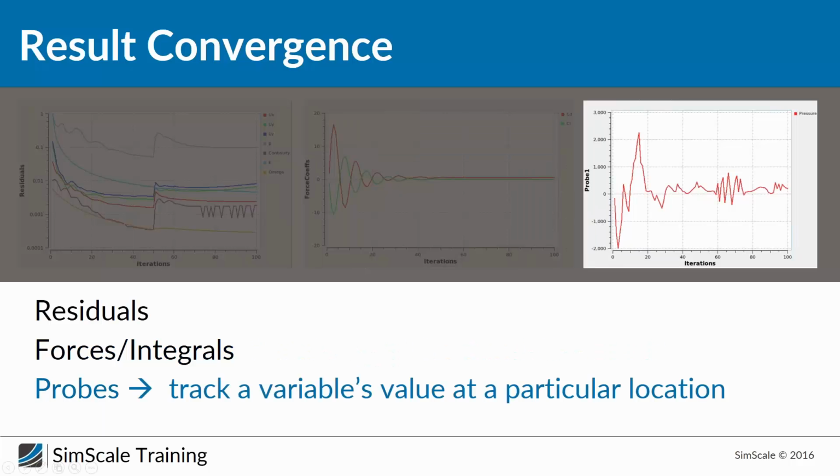And by the way, we can apply this not only to forces but also to fluxes or temperatures if we have a CHT simulation. And finally, we can also use probes. So we can put a probe in the flow field, and it's basically quite similar to the force coefficient, but it's more of a local indicator. We're tracking a variable's value really at a particular location. Great. Especially residuals and force coefficients are available on the SimScale platform, and I really suggest taking a look at them to make sure your solution is converged.